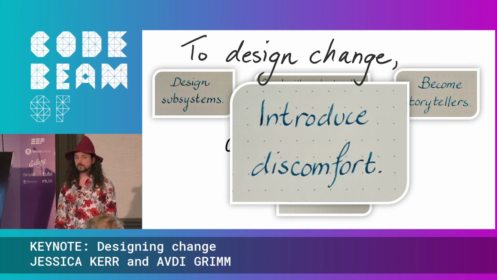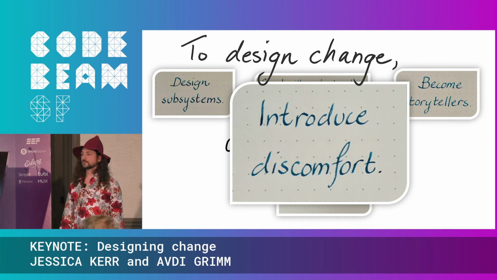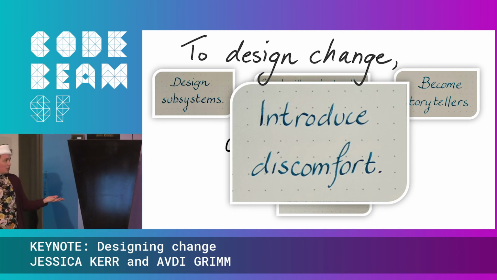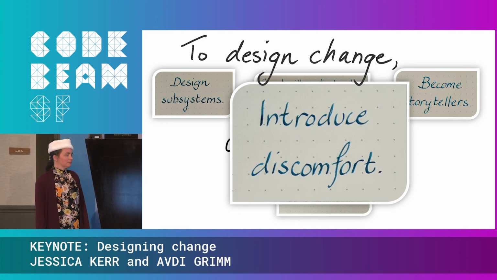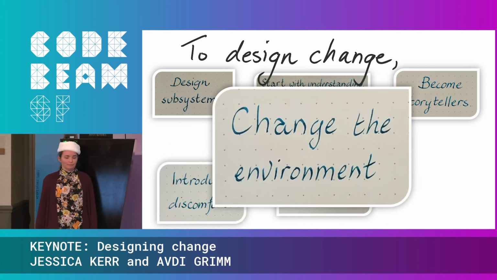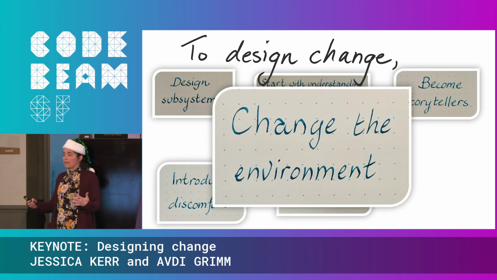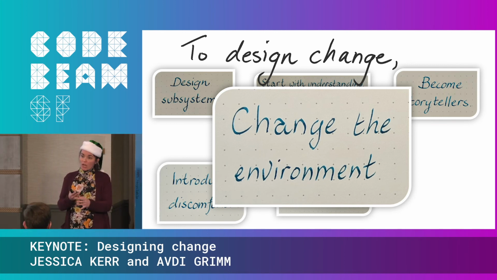All right, so once we shake ourselves out of where we are, out of the static friction, and we're on the move, we don't want to go just anywhere. So how do we direct that change? Well, once we've introduced discomfort, we need to adjust our environment to make the way we want to change the easiest way. And that environment is social, very much so, and physical, and especially for us, digital.